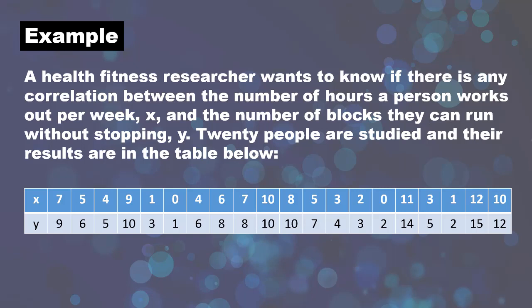So the first person works out 7 hours a week, and they can run 9 city blocks without stopping. The second person works out for 5 hours a week and can run 6 city blocks. Another person works out for 4 hours a week and can run 5 blocks. Working out for 9 hours, this person runs for 10 blocks. Then a person who works out only 1 hour a week can only run 3 blocks. A person who doesn't work out at all can run 1 block. A person who works out for 4 hours runs 6 blocks.